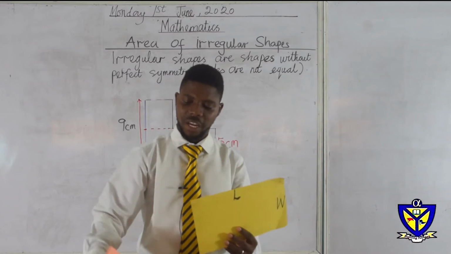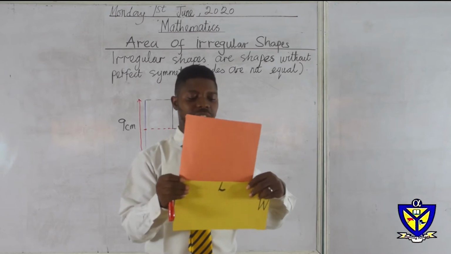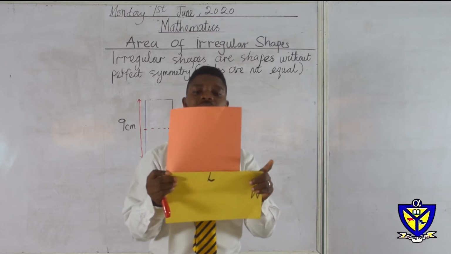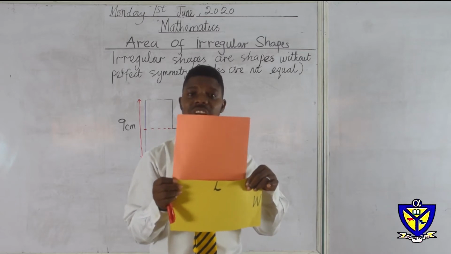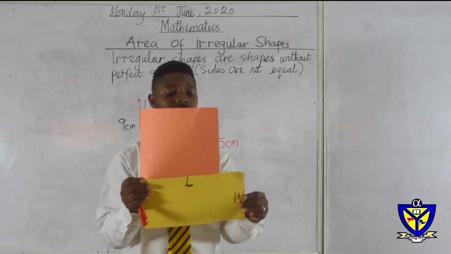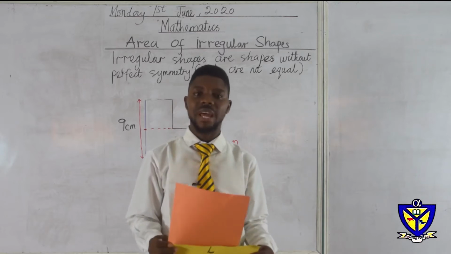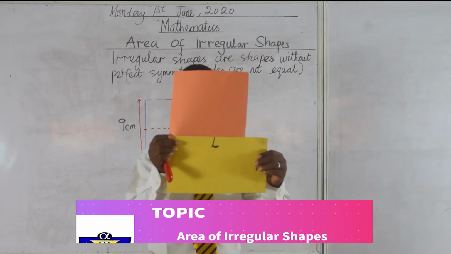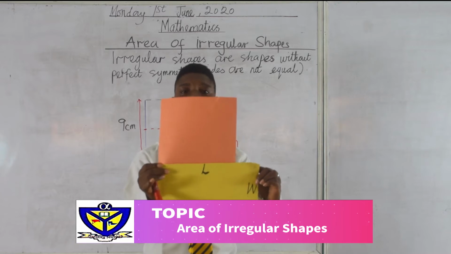Now, take a look at this. When I have these two shapes joined together, it's going to give me an irregular shape. It is called an irregular shape. When we have the square standing on its own and the rectangle standing on its own, it was known as a regular shape. But today we are looking at irregular shapes. Combining the two shapes together gives us irregular shapes.